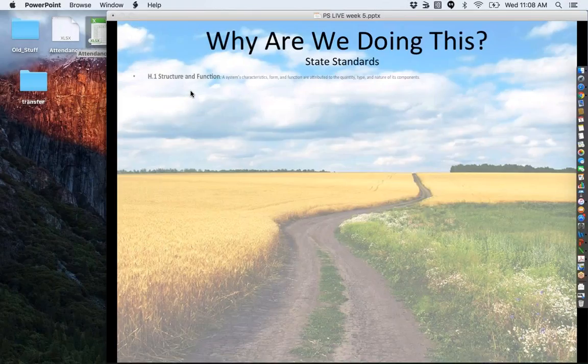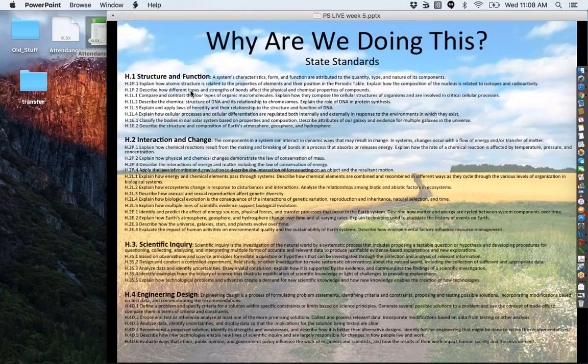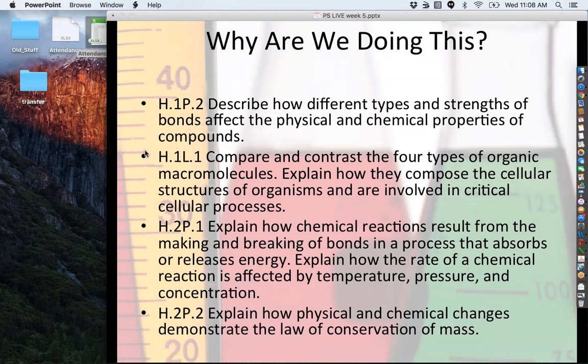All right, well, today we're going to start thinking about how these atoms that we've been talking about combine to form molecules. In fact, see right here: how chemical reactions result from the making and breaking of bonds in a process that absorbs or releases energy. We're going to look at both of those things today. Those bonds are bonds between atoms forming things called molecules. Have you heard of molecules before? It is small. Here, this is bigger. You want it bigger? I'll make it bigger. Good.